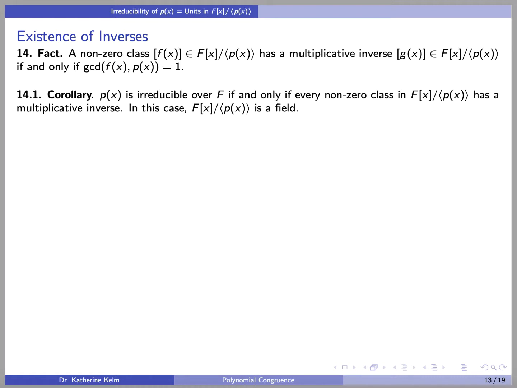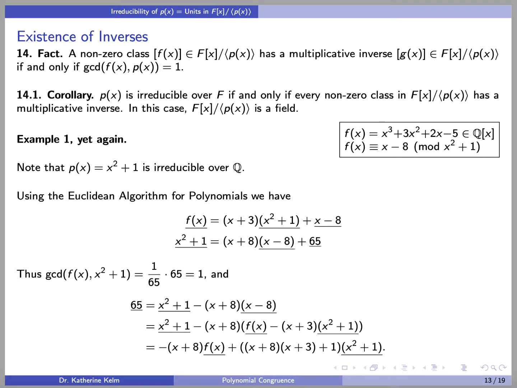And as a corollary, p of x is irreducible over F if and only if every non-zero class in the quotient ring has a multiplicative inverse. In this case, the quotient ring forms a field. And again, these are exactly analogous to the results for integers.